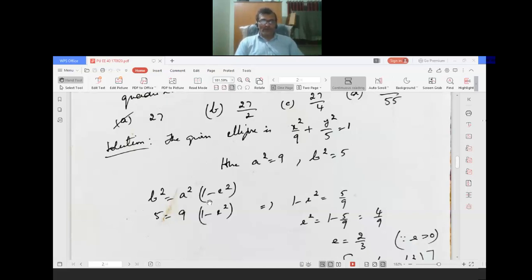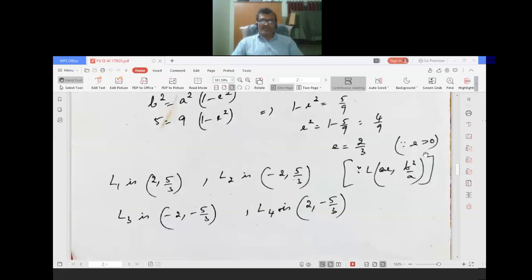So from that we have to find e now. The usual formula we used in the last two problems: b squared equals a squared into 1 minus e squared. So 5 equals 9 into 1 minus e squared. From this we can find e, and the value of e is 2 by 3, since e is greater than 0. Okay. Now L1, L2, L3, L4.